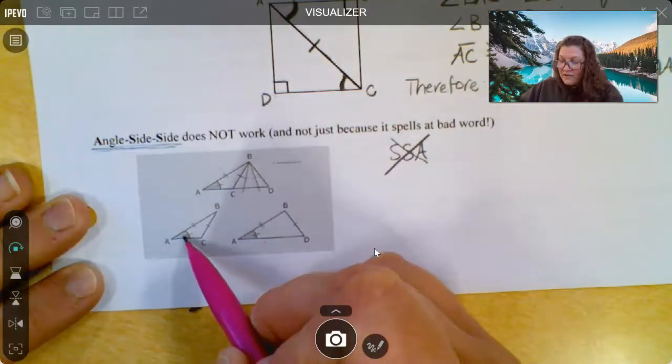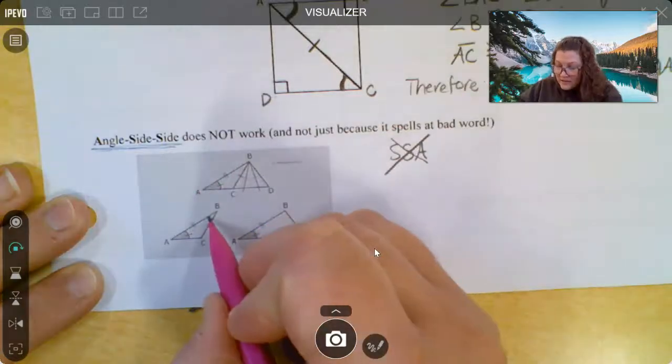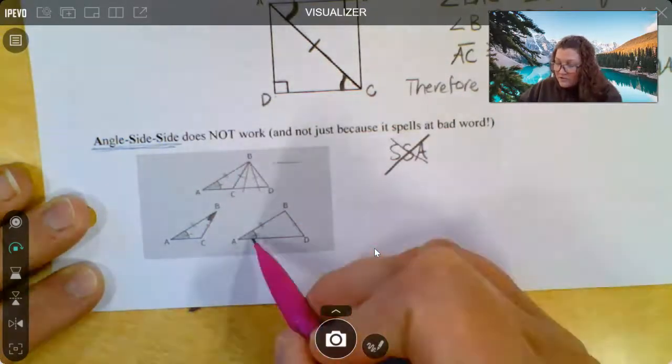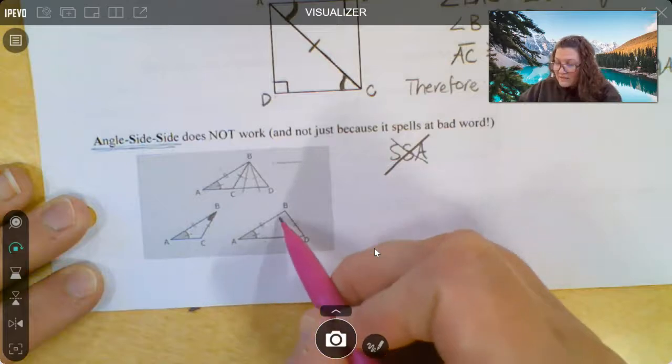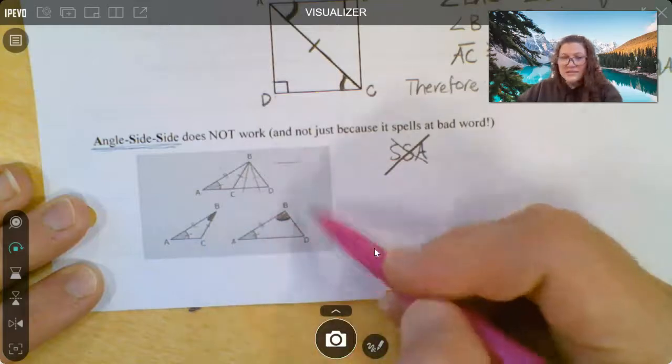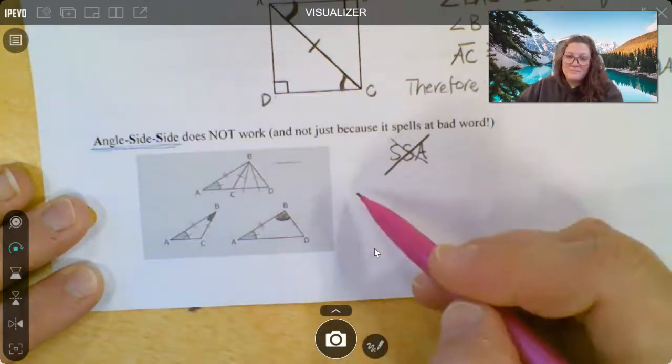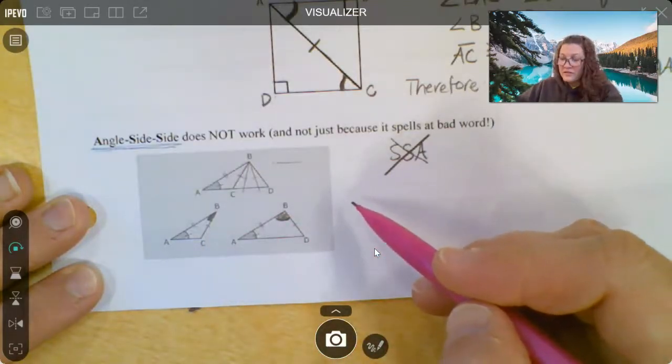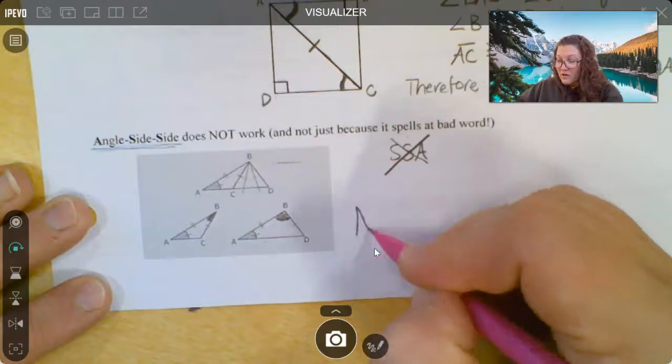So if I have angle, side, side, look at this tiny little angle right here compared to this really large angle right here. And that's because that third side can swing out because his angle isn't marked. So this one will not work.